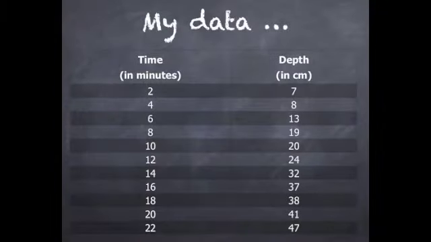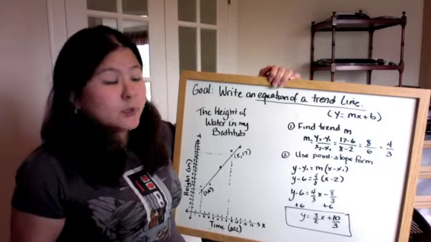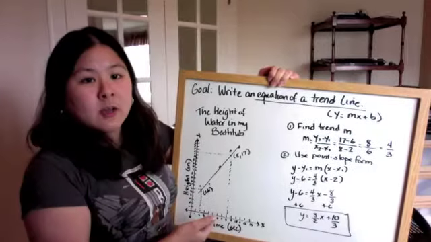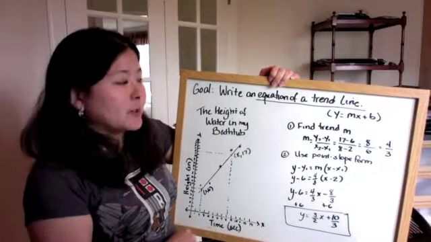So what do we do? Take a look at this data. It relates time to the height of water. Say I was filling in my bathtub and I wanted to see if the time related in some way to the height of the water in my bathtub. I go out, I do my measurements, I collect my data. Here it is. So what do we do with the data? We took data, we went into the bathtub, we measured how high the water got over a period of time.